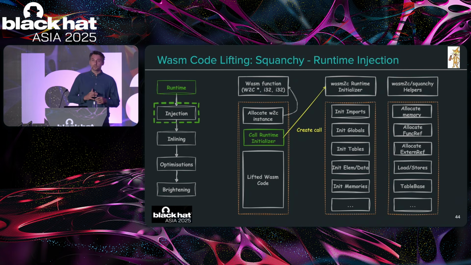Then we're going to create a new call to the Wasm to C runtime initializer that Vikas was showing. Because the code is already there, we don't need to implement it on our own. We just need to create a call to it. And the argument is our locally allocated Wasm to C instance.